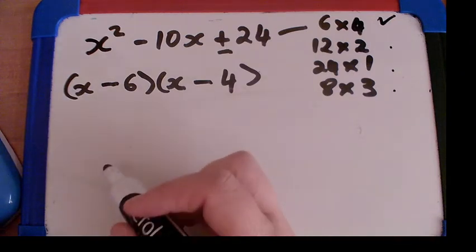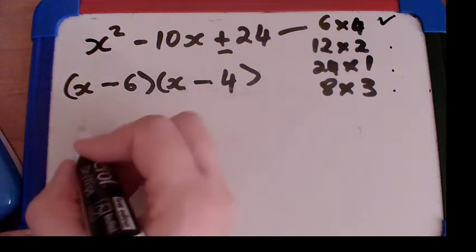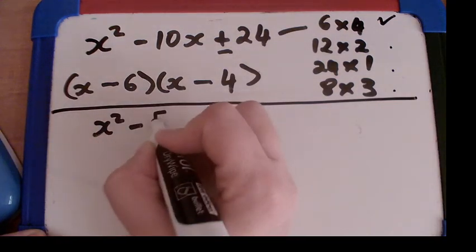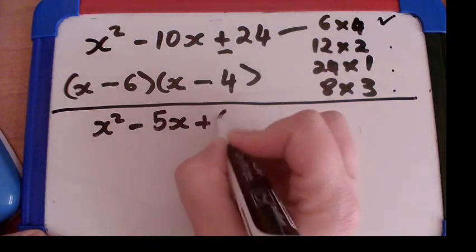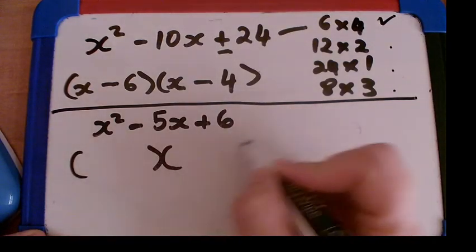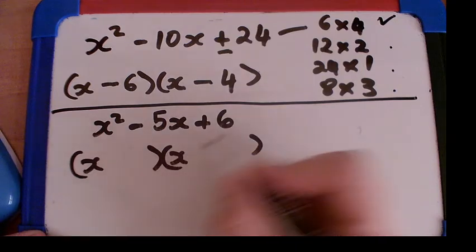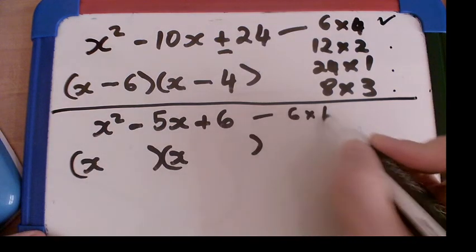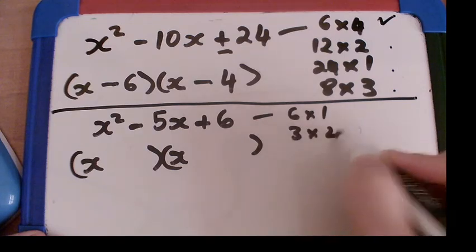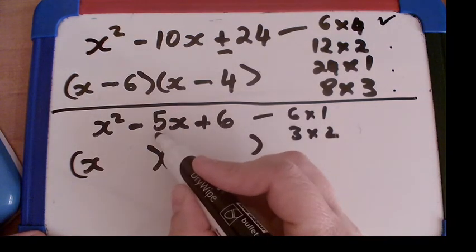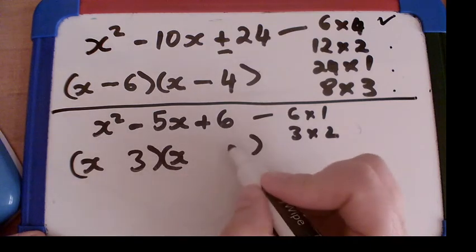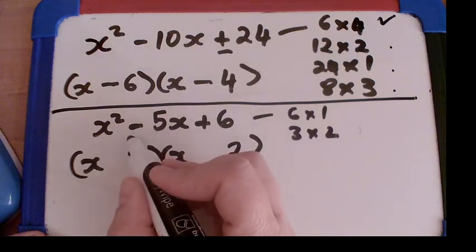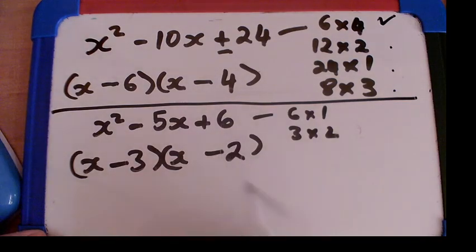Let's try another one. So x squared minus 5x plus 6, x and x. This is either 6 and 1 or 3 and 2. They've got to add to give me 5, so it must be 3 and 2. The signs must be the same, so they're both negatives. And we are done.